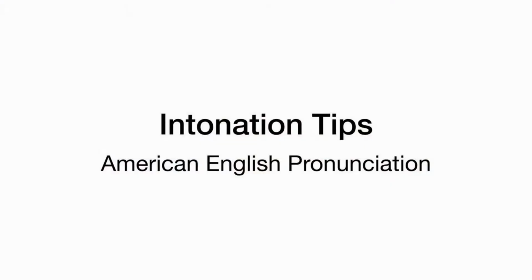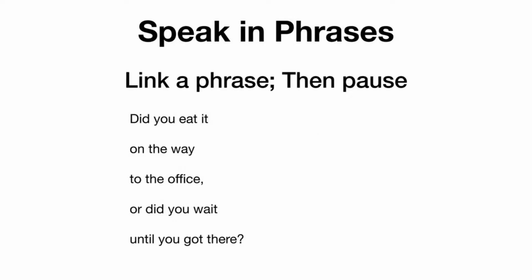So let's go ahead and look at our intonation tips. Tip number 1, speak in phrases. So we're going to link a phrase. That means say words together without a pause between them as if they are one word, and then pause. So link a phrase and then pause. I just did it for you there. Link a phrase and then pause.